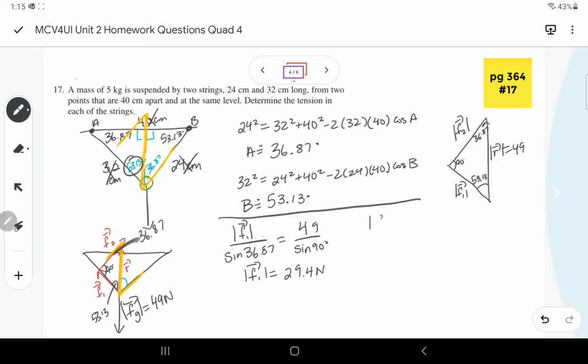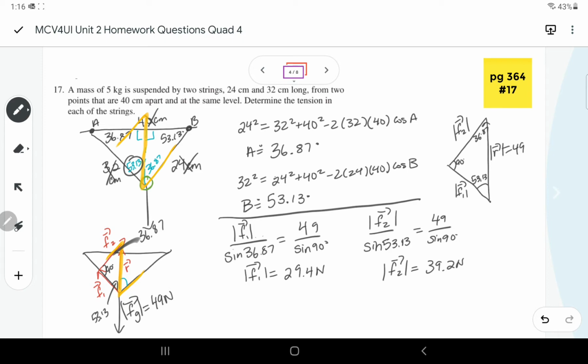And then I'll do the same for F2 over sine of 53.13. And there I get 39.2 newtons.